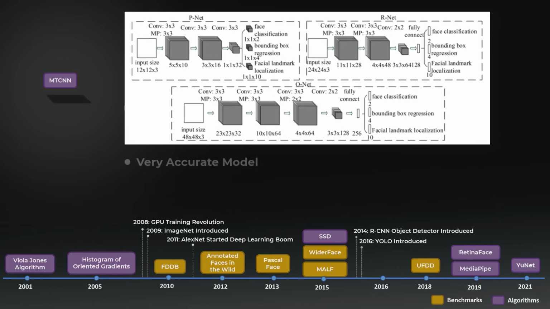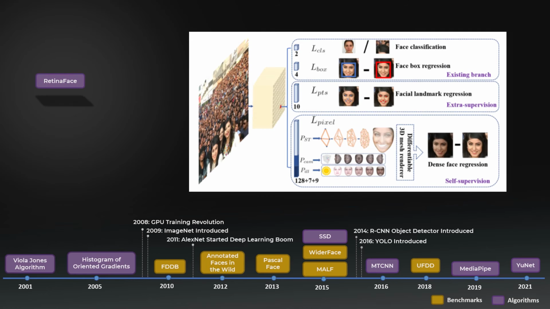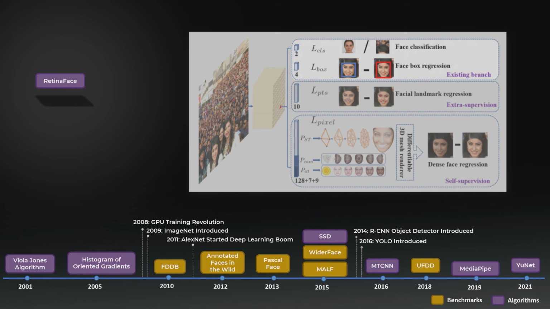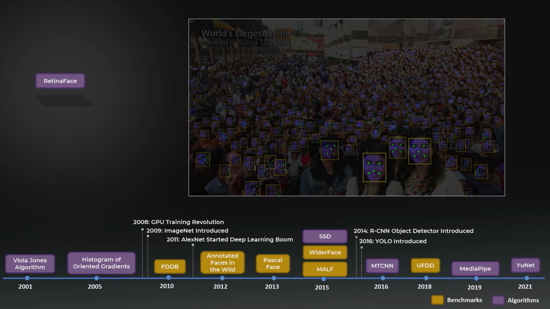Even though it is a very accurate model, it is not fast for real-time applications. RetinaFace is a single-shot model that performs joint prediction of boxes, 5 2D face landmarks, and dense 3D face vertices. The mutually beneficial design is able to learn a more robust model for face detection and landmarks. It works well with very tiny faces as well.